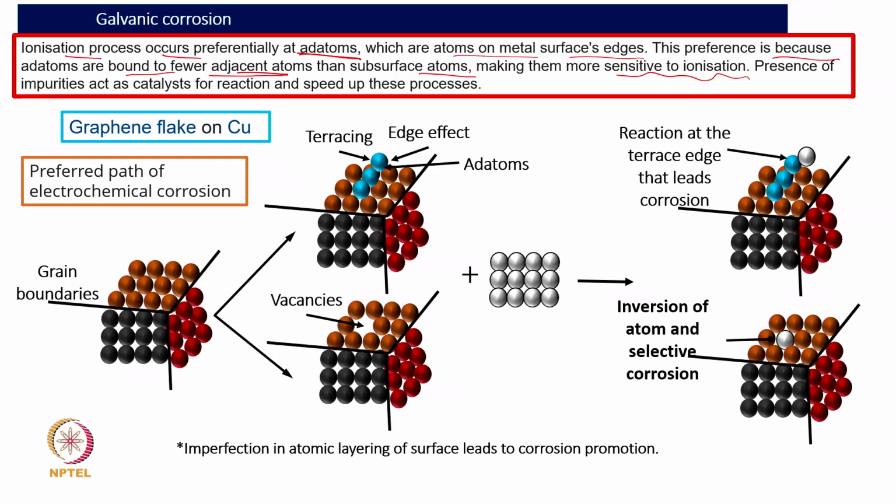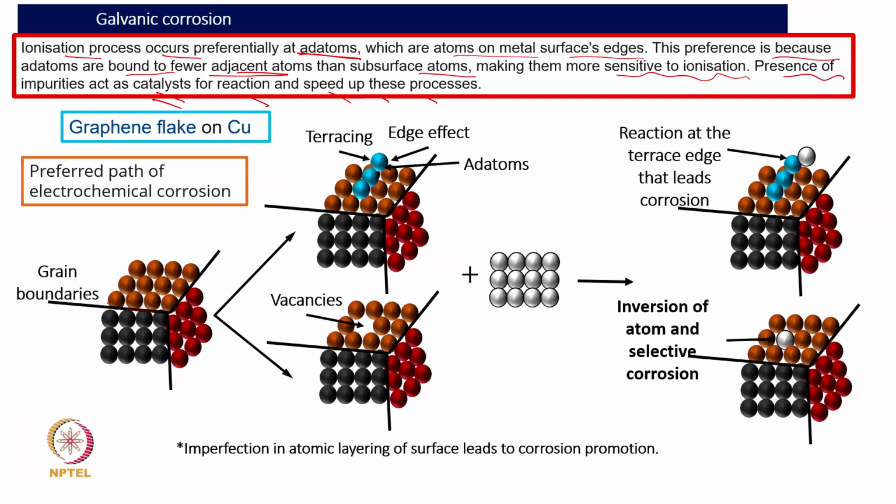So, that is what has been mentioned. Now, the presence of any impurity acts as a catalyst. So, it can enhance the corrosion phenomena significantly. We say that it acts as a catalyst for the reaction and speeds up this process. I am just trying to show one example to indicate that.